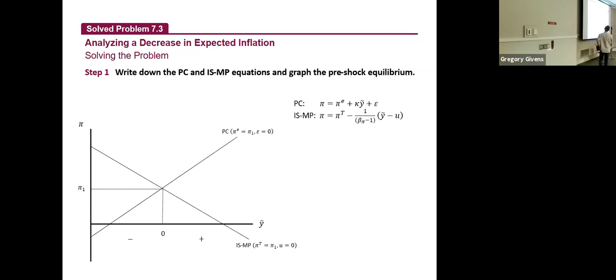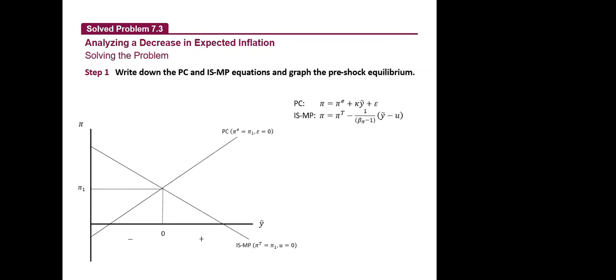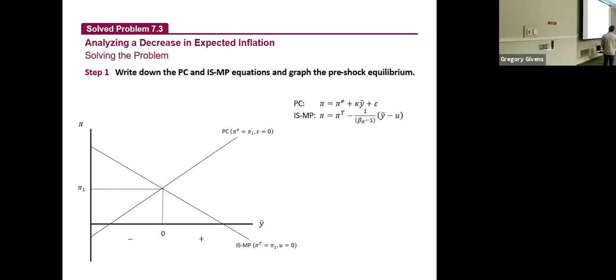Remember that we also need these parenthetical arguments here because we have to recognize that the Phillips curve depends on expected inflation and the supply shock, whereas the ISMP schedule depends on target inflation and the demand shock, okay? So here is my initial equilibrium point where the output gap is 0 and actual inflation is equal to, let's just say, pi 1. And pi 1 happens to also equal what expected inflation is equal to, as well as the target rate of inflation, okay?